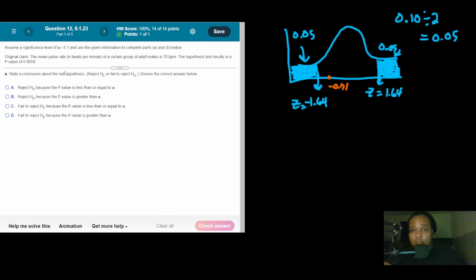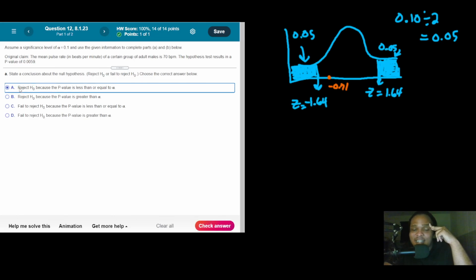Because all you have to do is ask yourself if the p-value is less than or greater than your significance level. So your p-value here is 0.0059. Is that less than or greater than your significance level? Yeah, 0.0059 is definitely less, so we're going to reject, all because it's less than that.